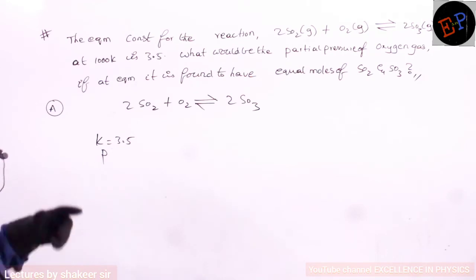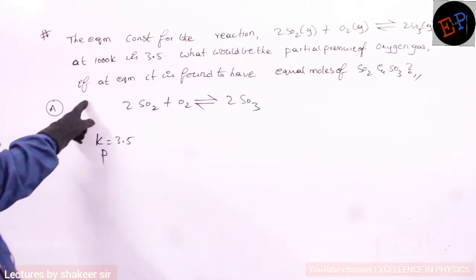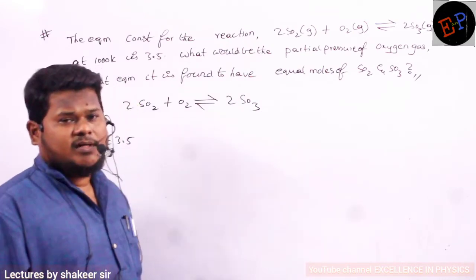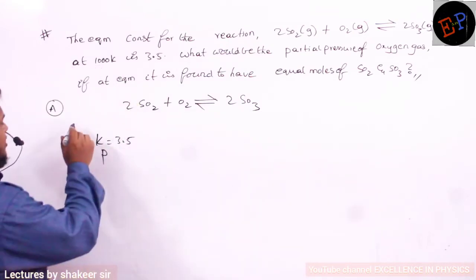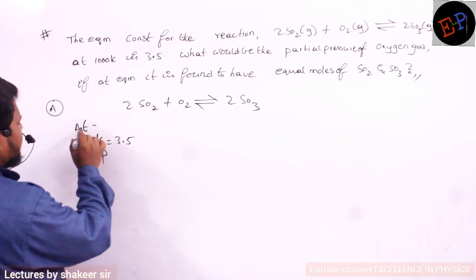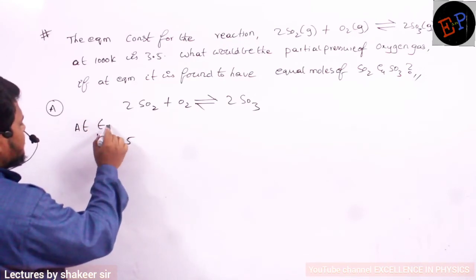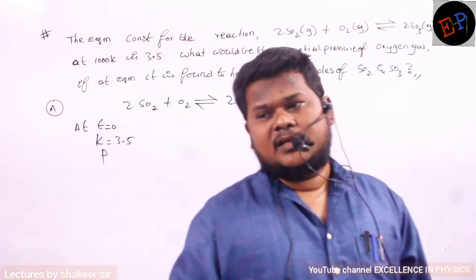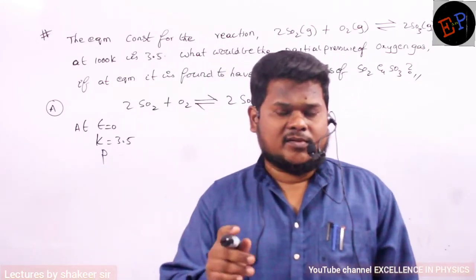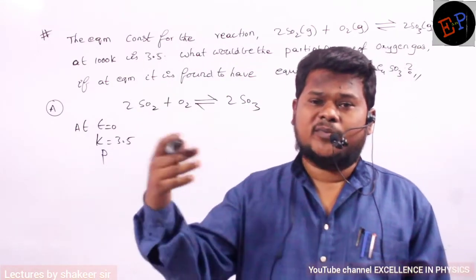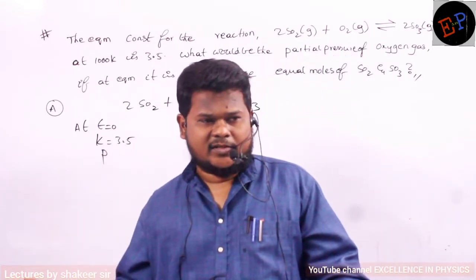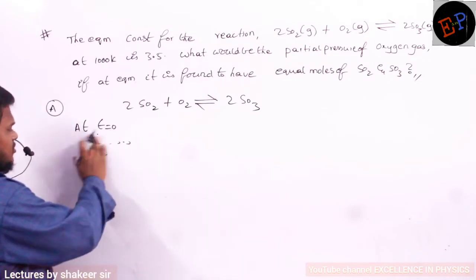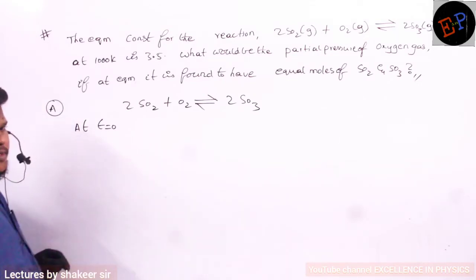So what would be the partial pressure of oxygen gas if at equilibrium it is found to have equal moles of SO2 and SO3? It means at t equal to 0, how many moles are there? We don't have any information. At t equal to 0, how many moles have reacted with how many moles, we don't have any information, so you need not write that also.